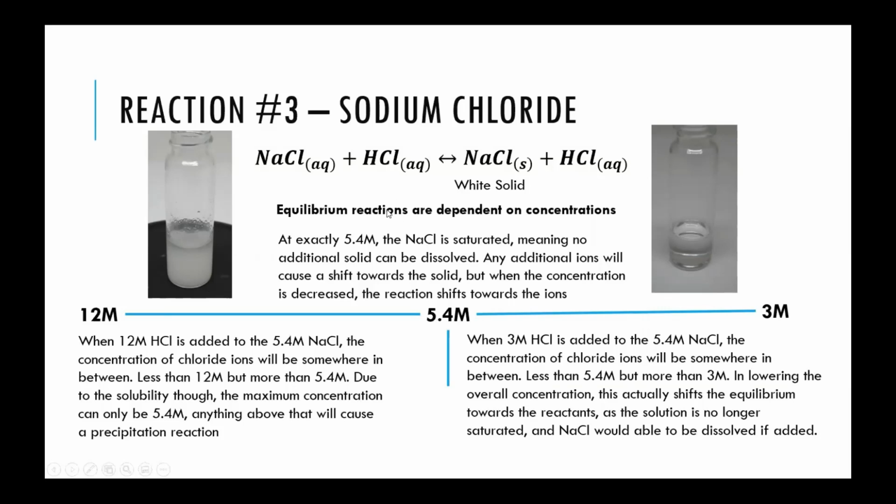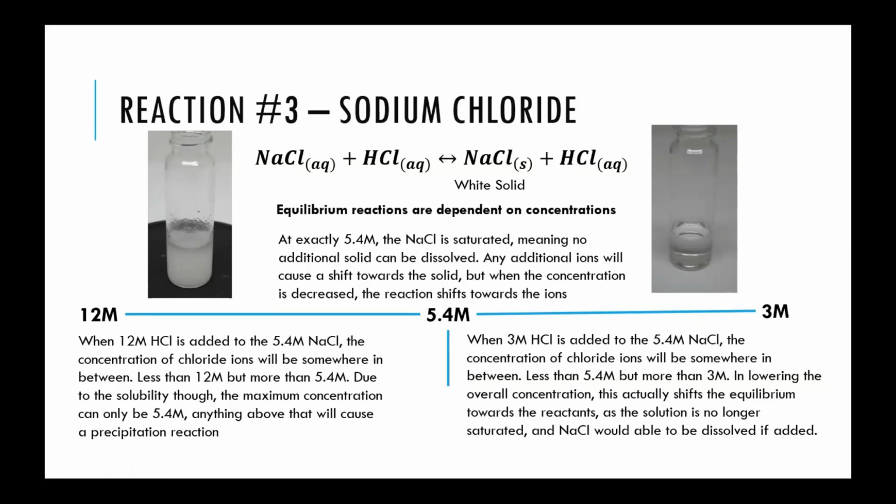In this reaction, there are two steps. The first is adding 12 molar hydrochloric acid. In this step, you see a precipitate form. You're starting off with a saturated 5.4 molar solution, and you're adding a concentration of 12 molar chloride ions.